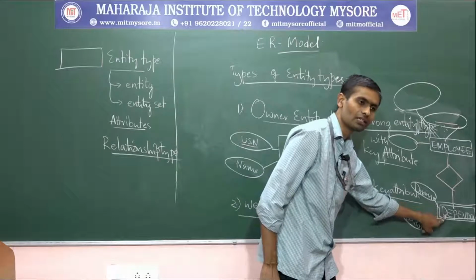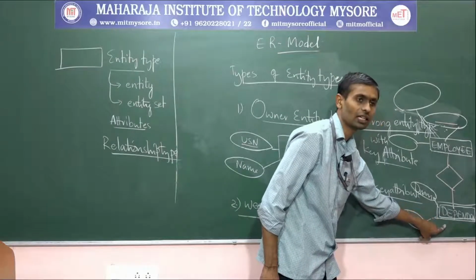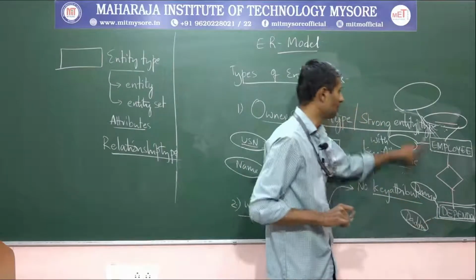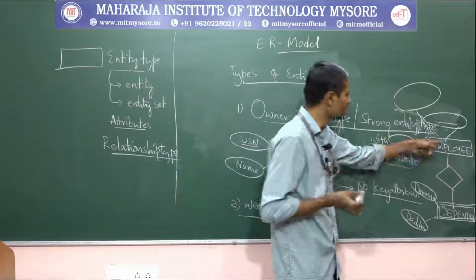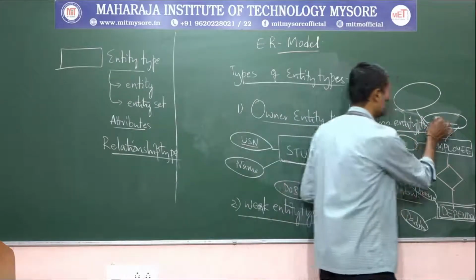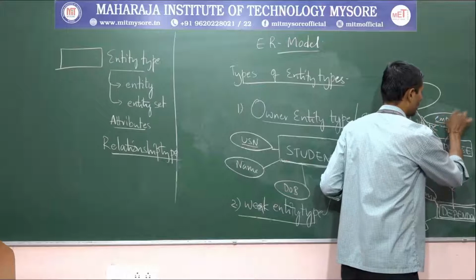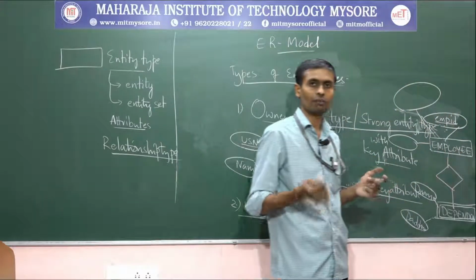But each dependent instance in this weak entity type is identified with the help of the employee entity. How is each employee identified? It is based on the employee ID. Each employee in the organization, how do we identify? Based on the employee ID.